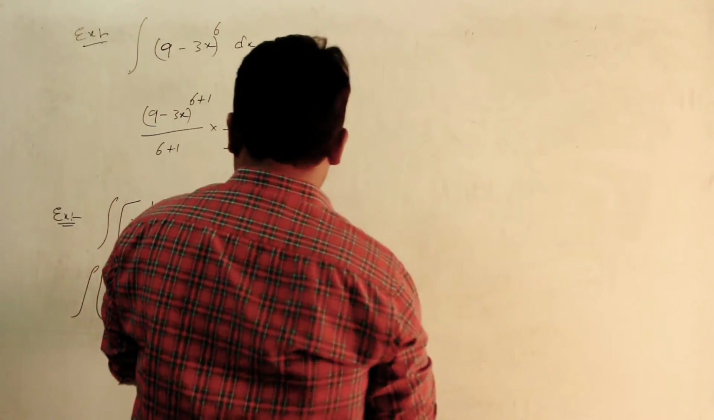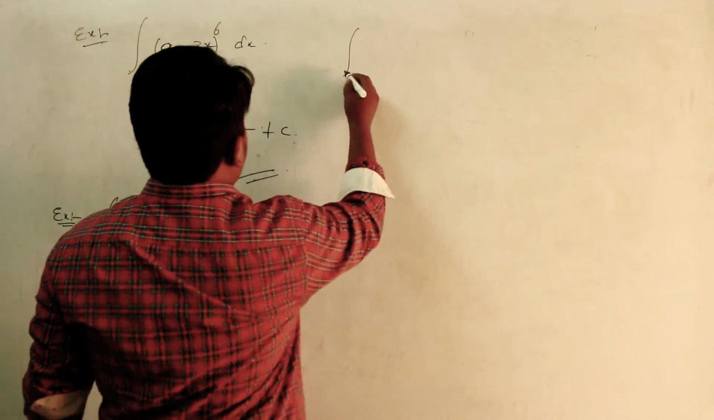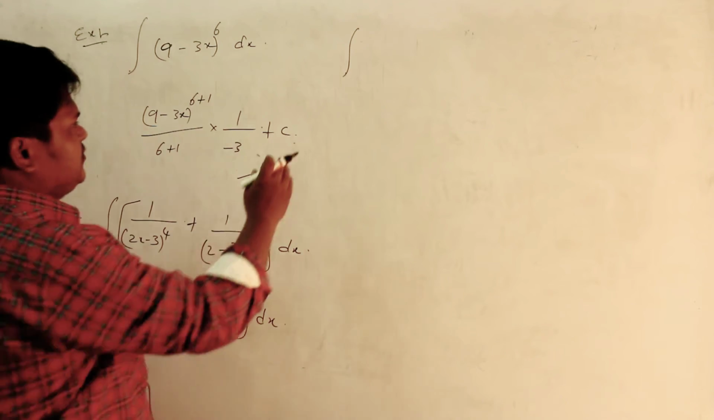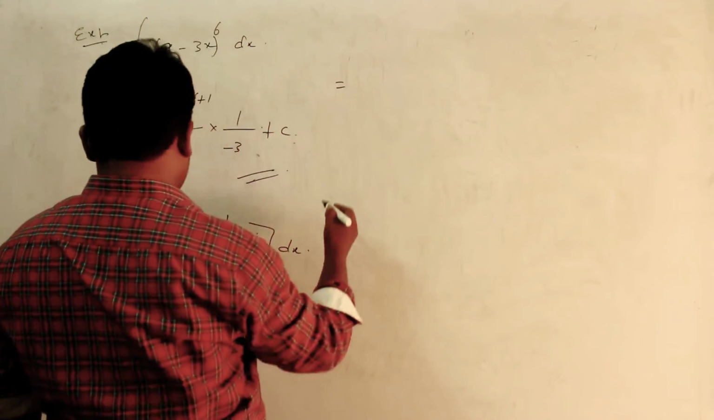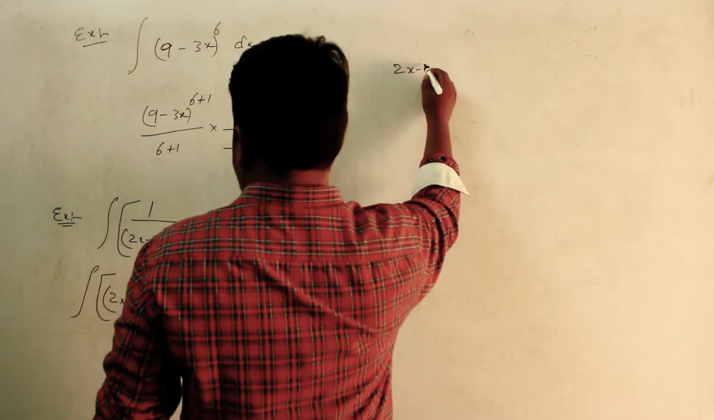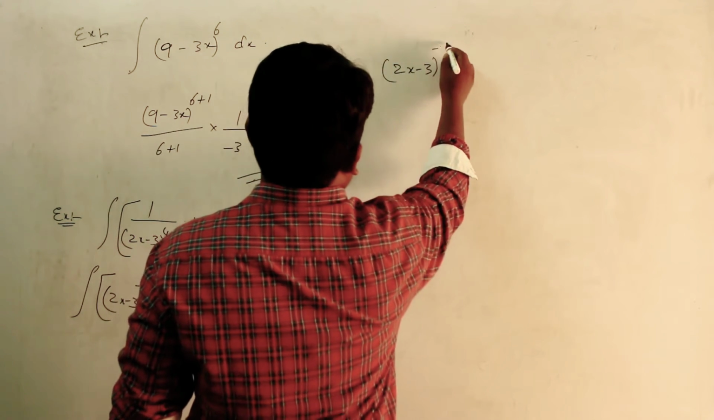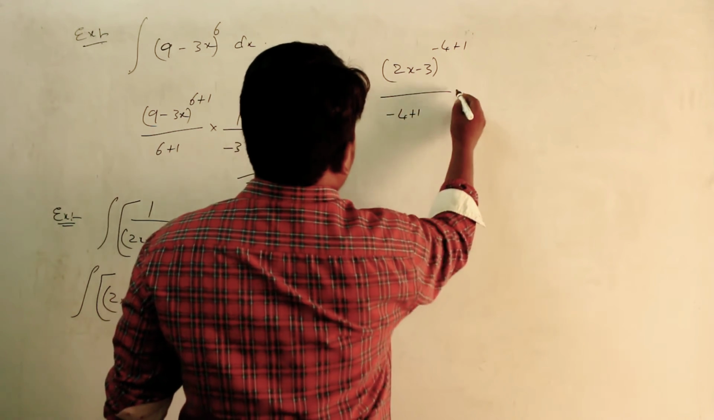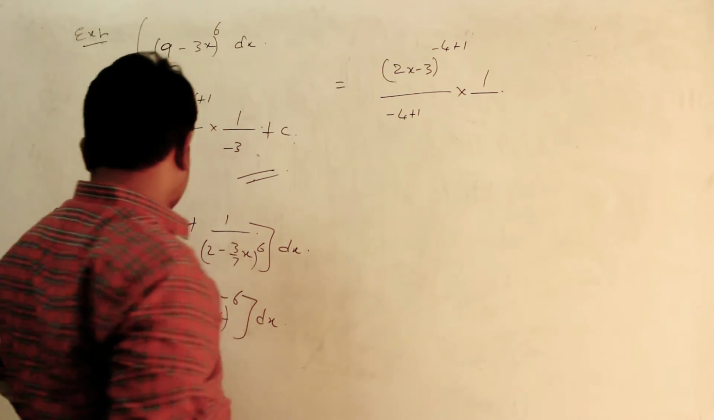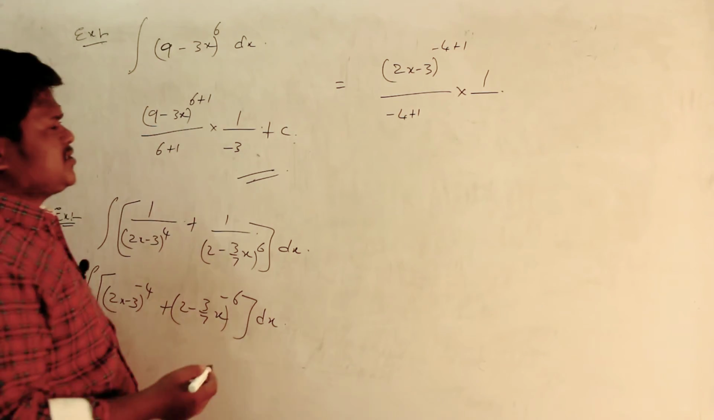So this we can write, no need of any integration now, directly we write the answer. So it is equal to (2x minus 3) whole power minus 4 plus 1 divided by minus 4 plus 1, into 1 by the coefficient of x in this condition, which is 2.